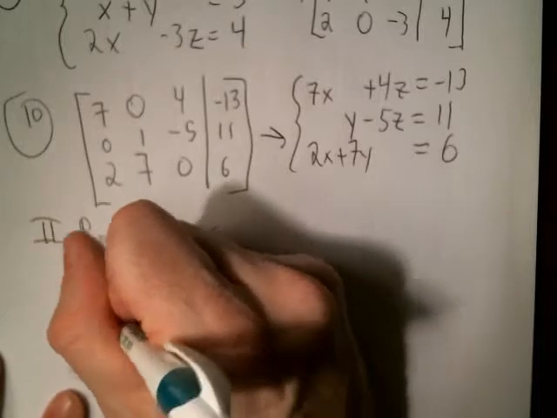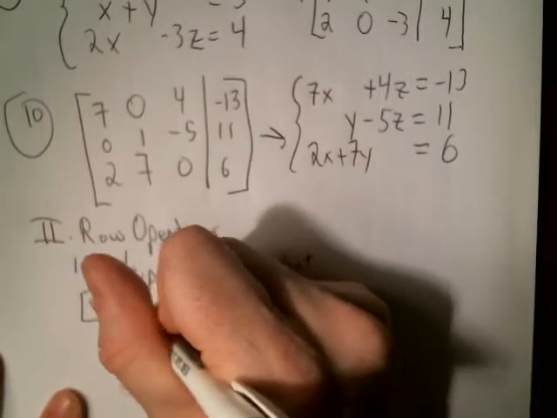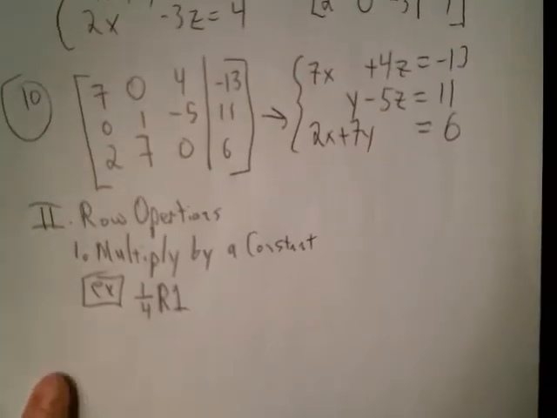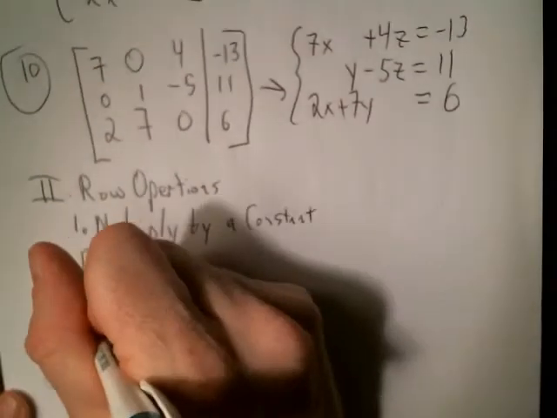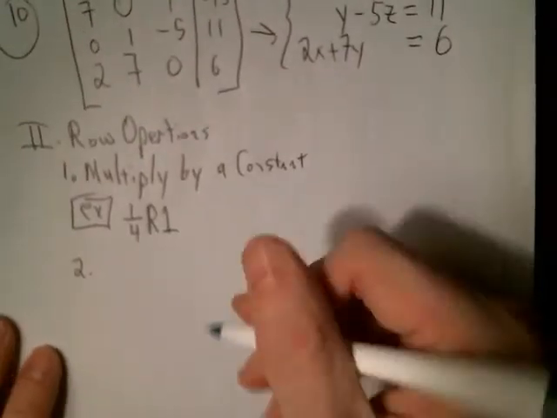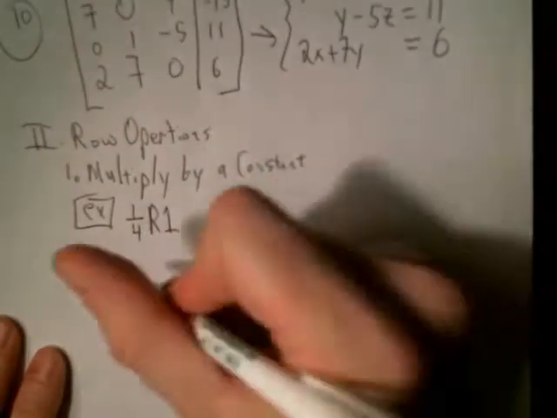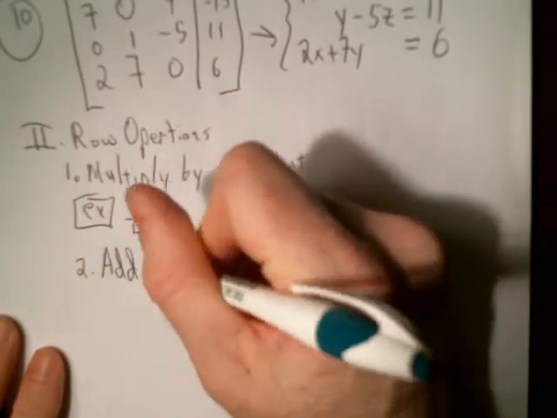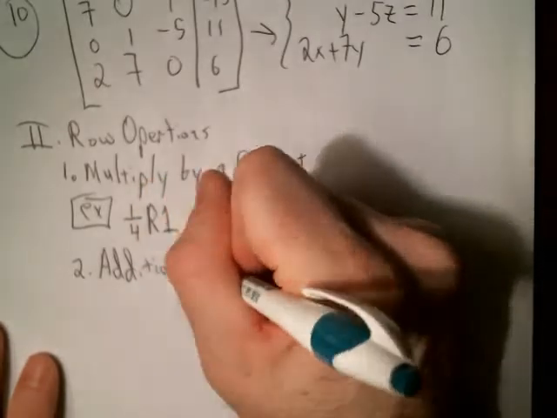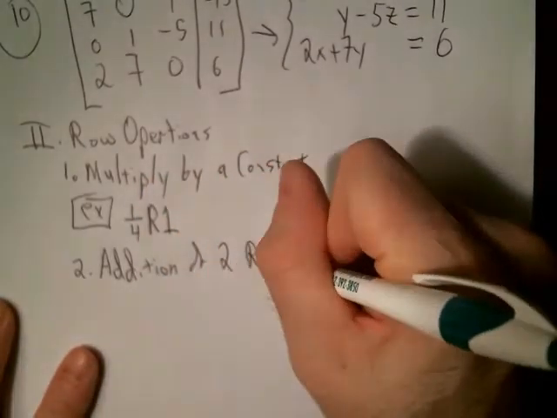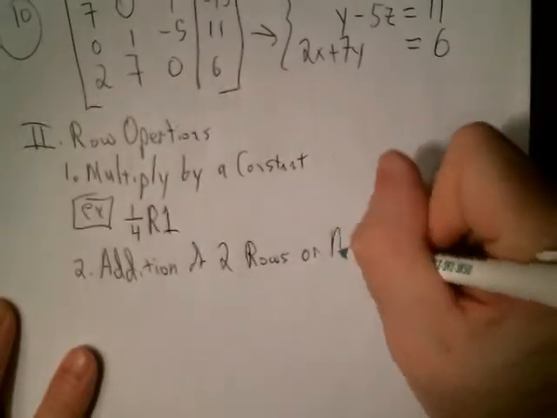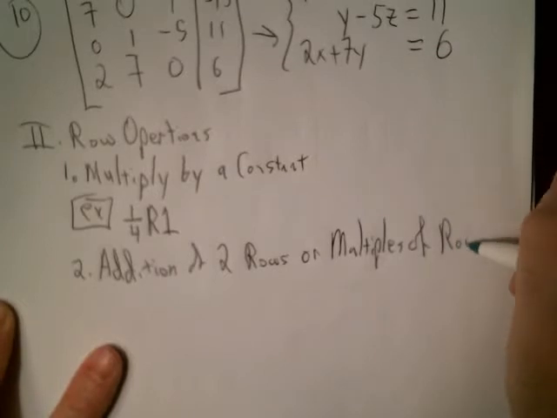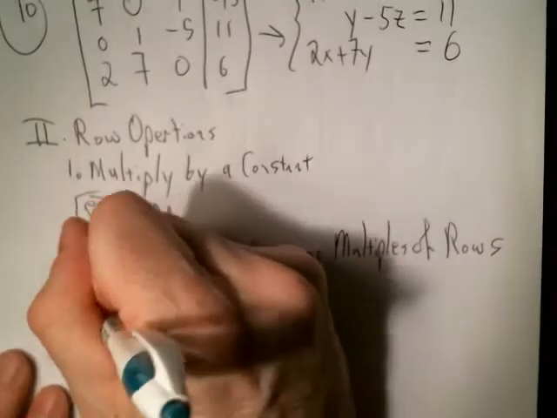So for example, what will that notation look like? 1/4 times equation 1. And in this case, we write row 1 instead of equation 1. Okay. The second kind of operation you're familiar with is adding two multiples of rows together, which is basically just doing the addition method for solving systems. Okay, so what will that look like?